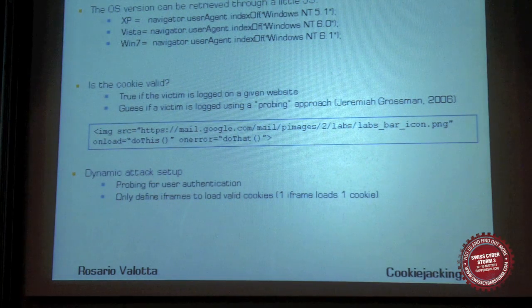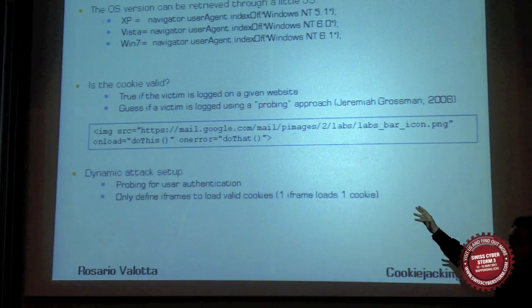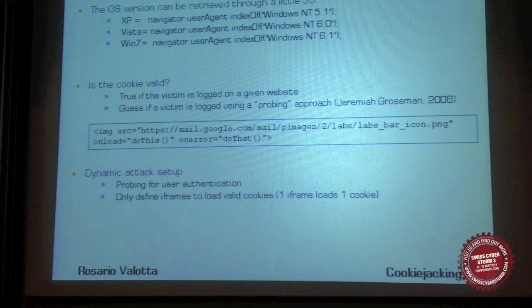Basically, you can force the victim browser into retrieving some content, for instance images, scripts, and so on, that are only available for authenticated users. So for instance, here I try to retrieve a PNG image from Google that is only available if the victim is authenticated on Gmail. Okay? Otherwise, the error condition will be raised, and I know that maybe the cookie I'm retrieving from the Google domain is not valid.